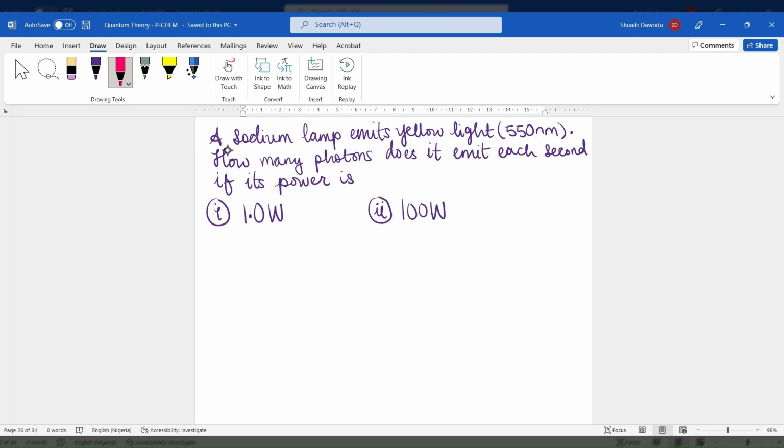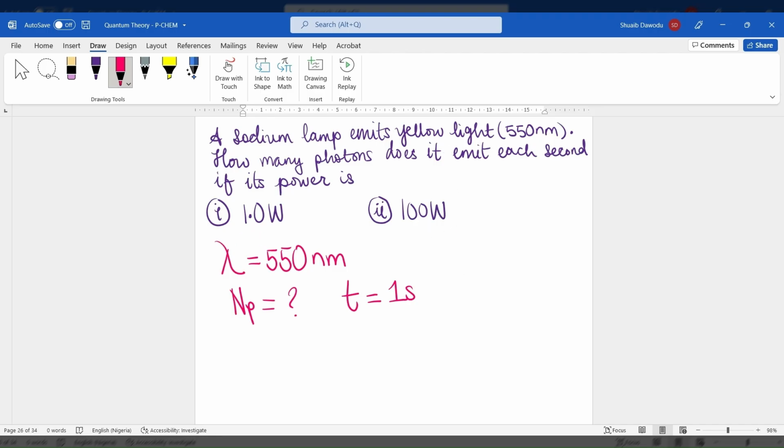So first of all, they're telling us that we have a sodium lamp that emits yellow light at 550 nanometers. We already know nanometers are a unit of meters, they're just basically saying that's the wavelength. So the wavelength is 550 nanometers. Now we're asked to find how many photons it emits each second. So that's what we're looking for: how many photons per second? Each second is just 1 second. If its power is 1.0 watts and 100 watts.